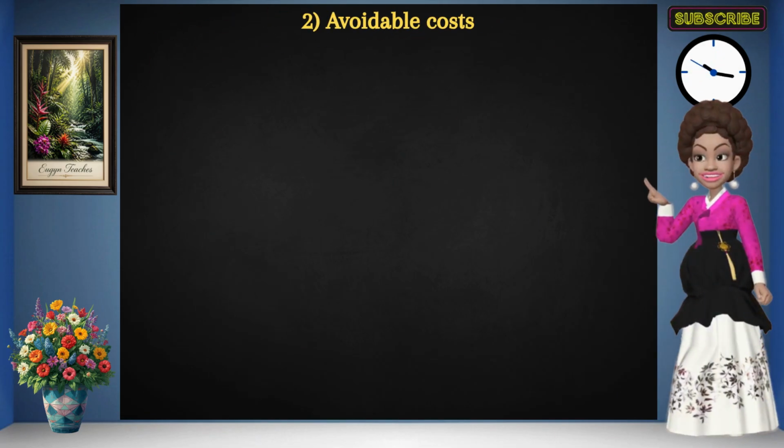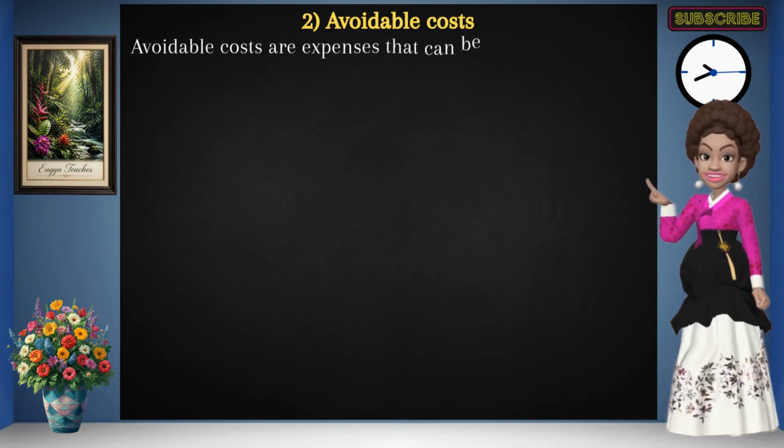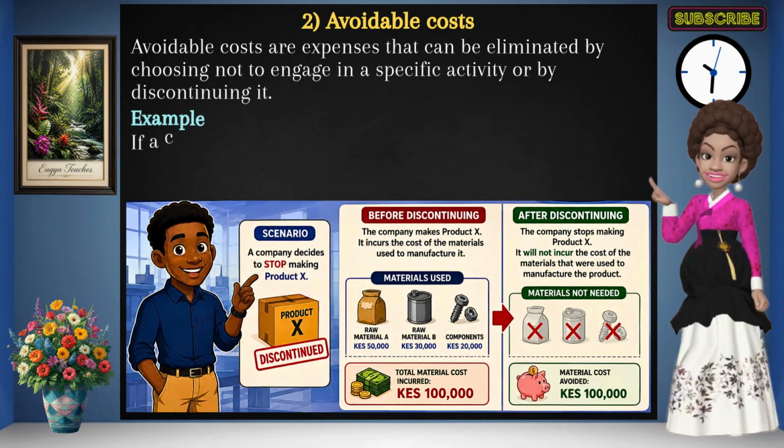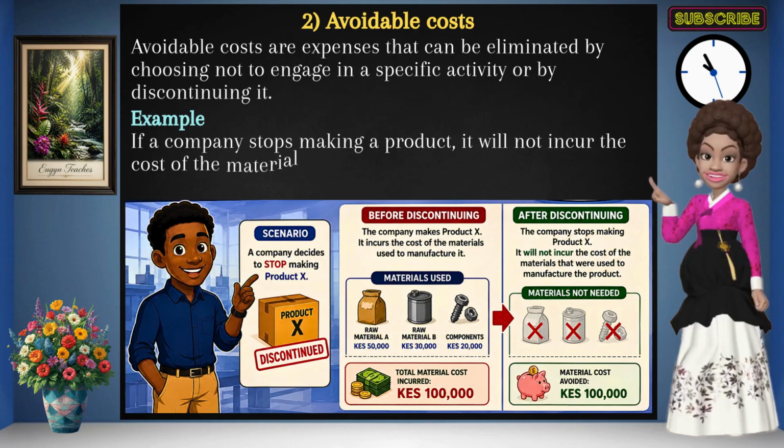2. Avoidable costs. Avoidable costs are expenses that can be eliminated by choosing not to engage in a specific activity or by discontinuing it. Example, if a company stops making a product, it will not incur the cost of the materials that were used to manufacture the product.